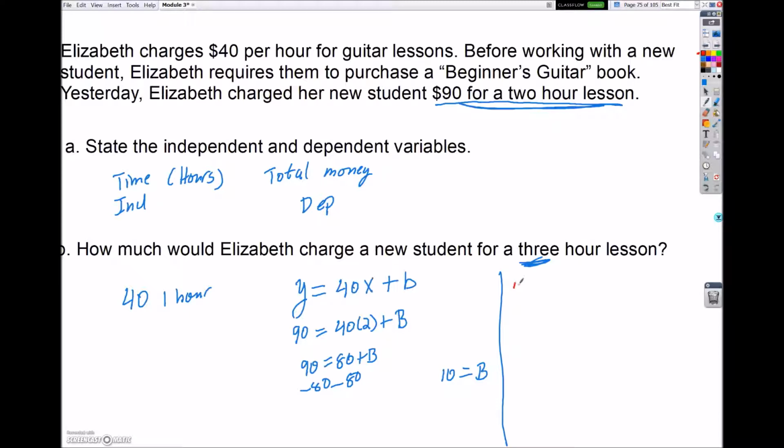Now that I have that information, I can go ahead and figure out what she's going to charge for 3 hours. So the total amount of money is going to be $40 per hour. She's going to be there for 3 hours plus $10 for a starter kit. So this would be y equals 120 plus 10 to get y equals $130 for this student.